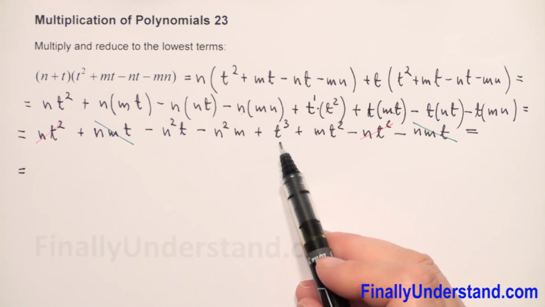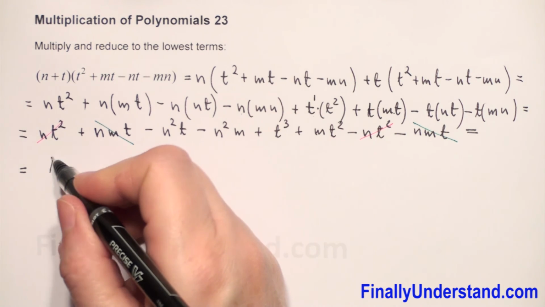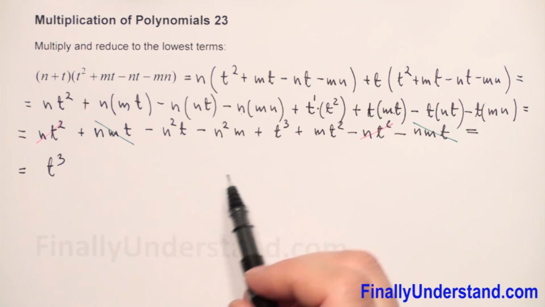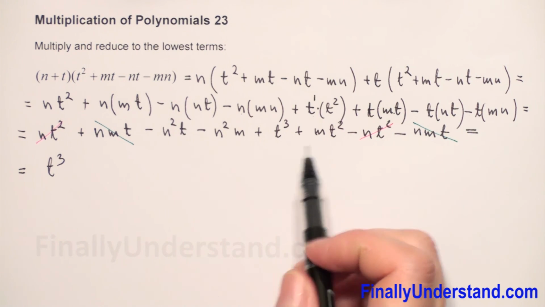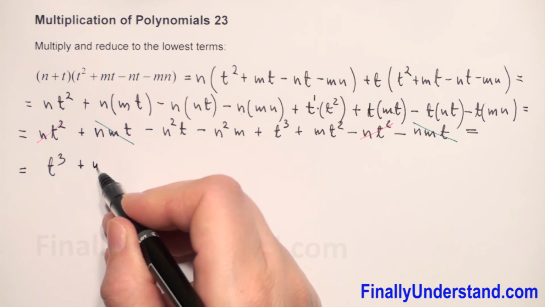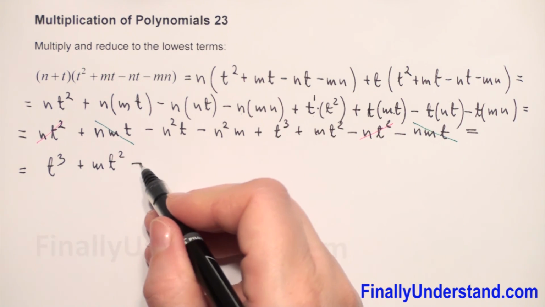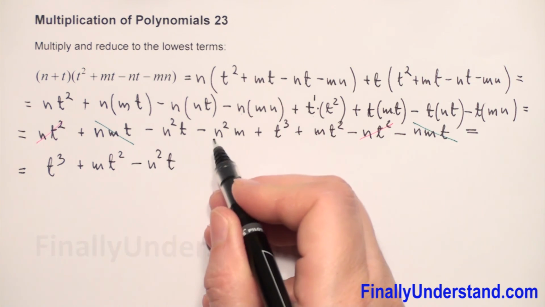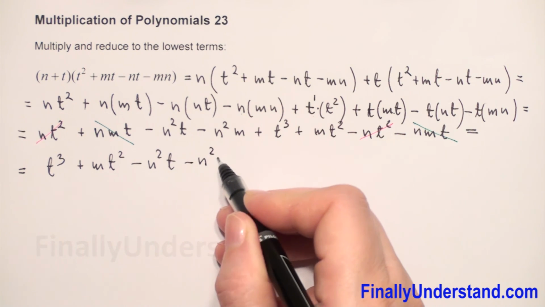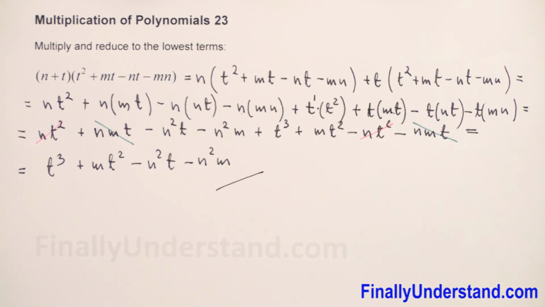I will start from the highest power of t, so it will be t cubed. Next will be plus mt squared, and next we have negative n squared t and negative n squared m. This is my solution.